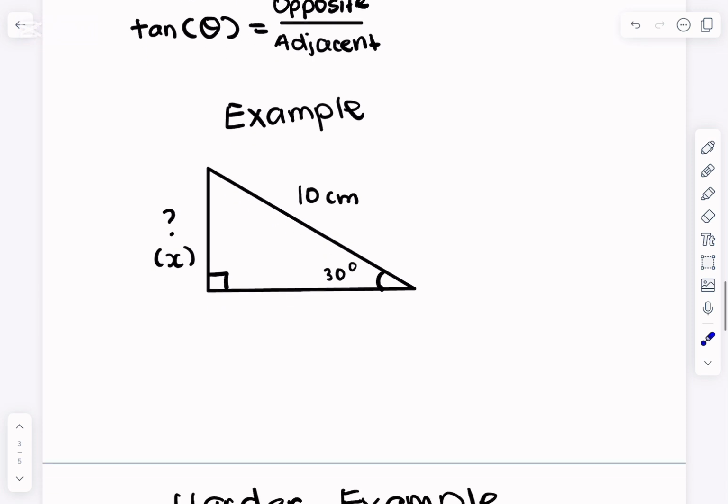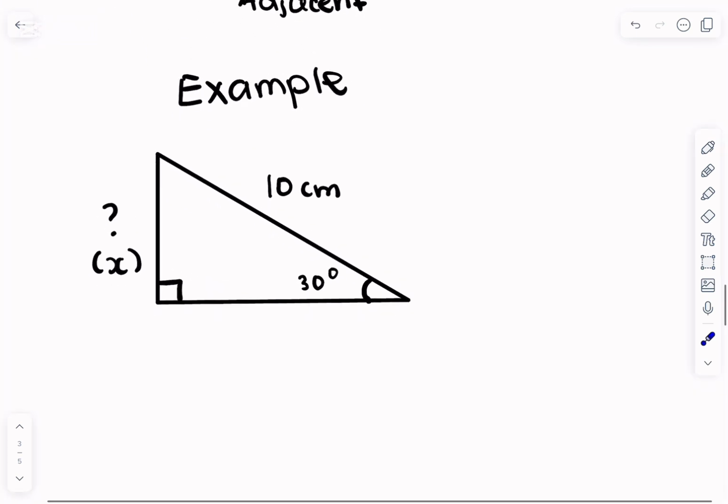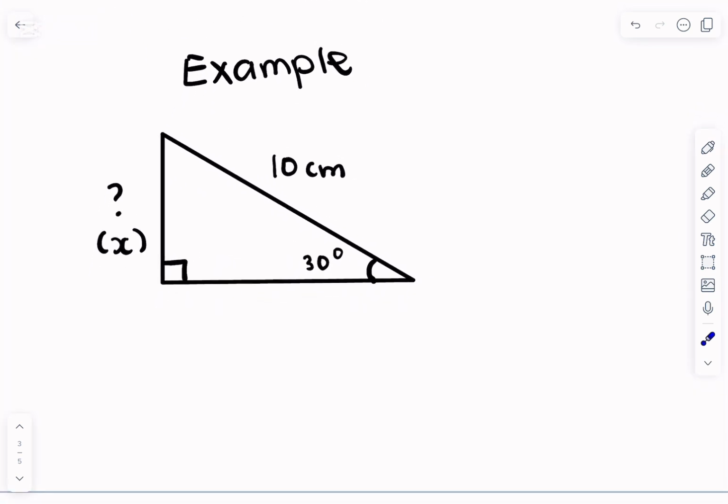Now let's go through an example together. Imagine we have a right-angled triangle where one angle is 30 degrees and the hypotenuse is 10 centimeters. Now we want to find the length of the opposite side. To do this, we'll use the sine formula, since sine, as shown above, involves the opposite side and the hypotenuse. Now we are able to form an equation. Sine of 30 degrees equals the opposite side, which is x, over the hypotenuse, which is 10 centimeters.